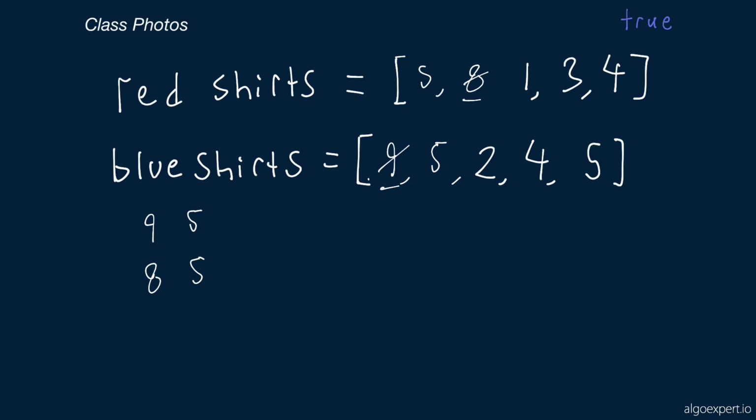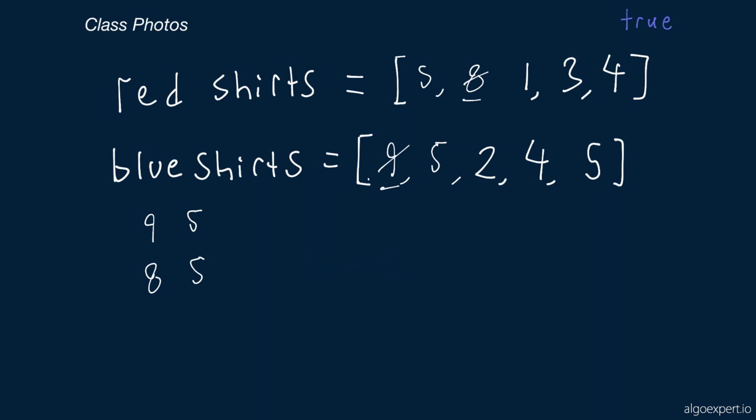So what that tells us is there's actually no way to take this photo, and we just go ahead and we return false. Because if the second tallest student in our red shirts is 5, and there's no student that's taller than that in our blue shirts, and blue shirts must be placed in the back because it has the tallest student, then there's no way to take this photo. So again, we just return false because it's impossible to do that. So that is the entire solution. That's all we need to do.